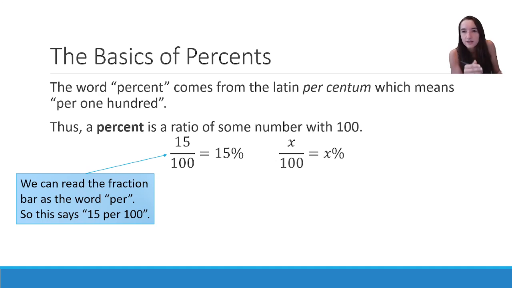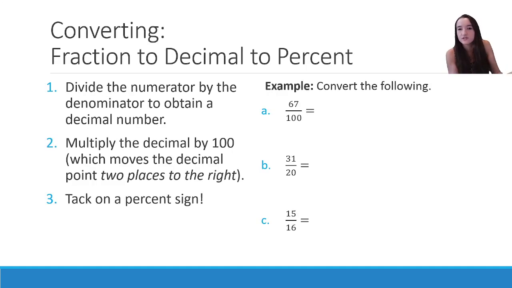But not every number is quite as simple as that when it's given to you as a fraction. So let's talk about converting from a fraction to a decimal to a percent. If we're starting with a fraction, we divide the numerator by the denominator to get the decimal form. We can use our calculator to do this. Then we multiply the decimal by 100, which moves the decimal point 2 places to the right. That's what multiplication by 100 essentially does, it just moves our decimal place over because of our powers of 10, our place values, and all of that. And then we just tack on a percent sign.